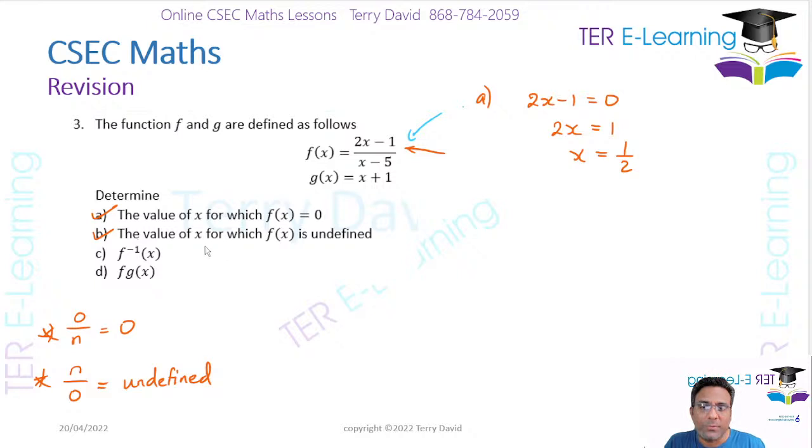For part B now, they want to know the value of x for which a function is undefined. Now this function here can only be undefined if this bottom piece here, or the denominator, is equal to 0. That is the only time that the function is undefined. So for part B, all you guys need to do is to put x minus 5 equal to 0, and therefore x is equal to 5. That's it. That's all we need to do here to get that mark.